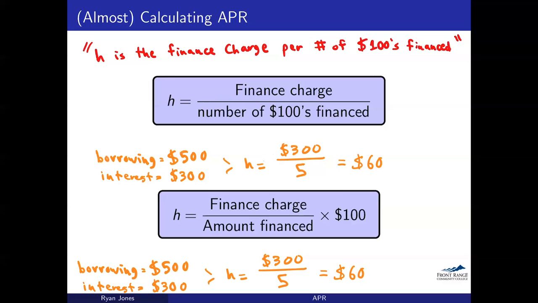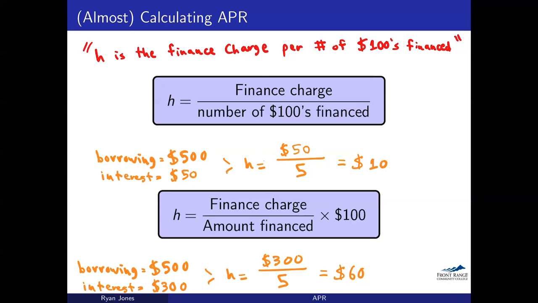All right. So in a slightly different scenario, let's say that I had an interest that was $50, then my finance charge is going to be 50. And the number of hundreds that I'm borrowing, the number of $100 bills, is still 5. And so in this case, I get 10 for my value of H. And that's a lot lower than 60. And so what that tells us is that our interest is small relative to how much we borrowed.